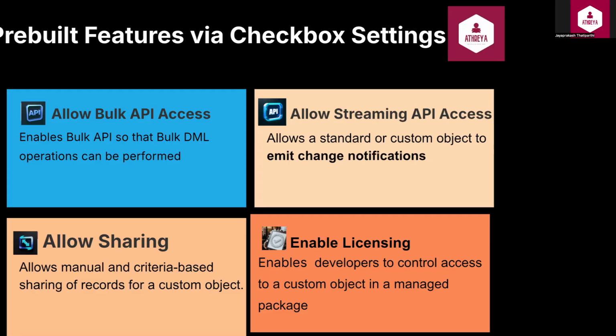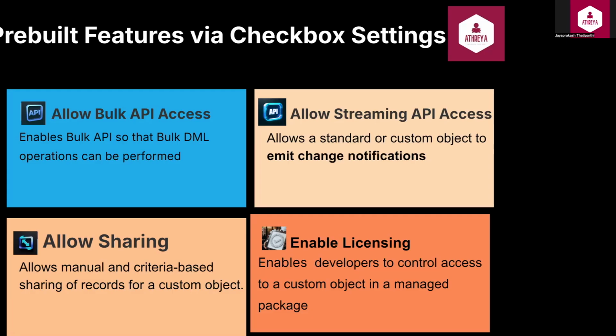Behind the scenes, when you check Enable Licensing on a custom object, if available, the object is tied to the package license. Only users with a valid active license for the managed package can access records on that object, and unlicensed users will be restricted. ISVs can ensure their app features are not used beyond the agreed number of licenses. This is enforced automatically by the platform.